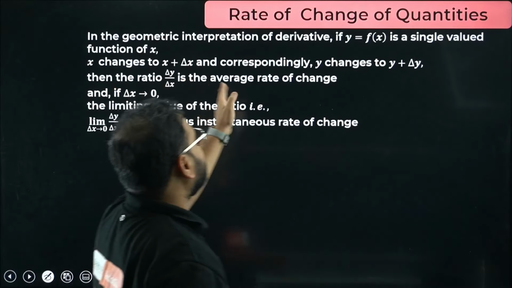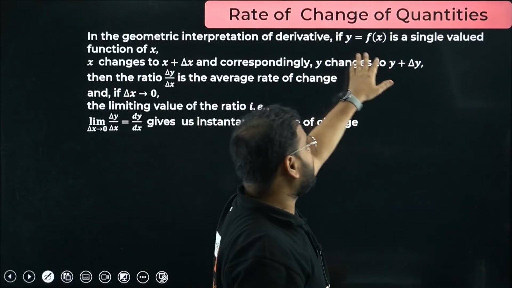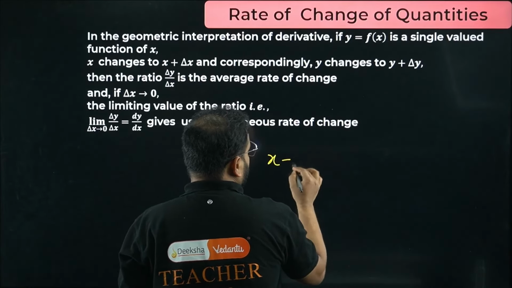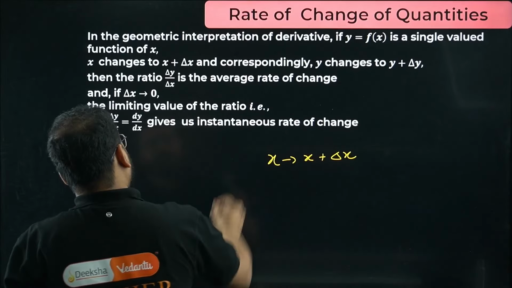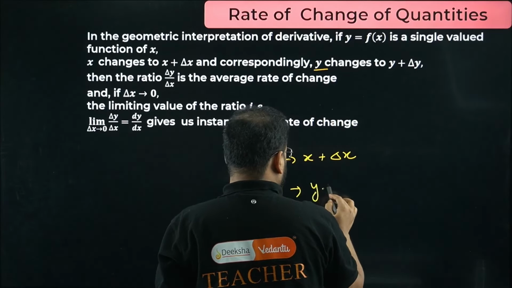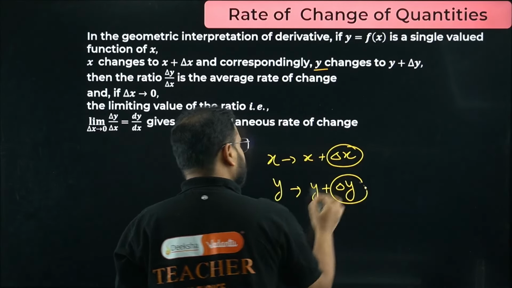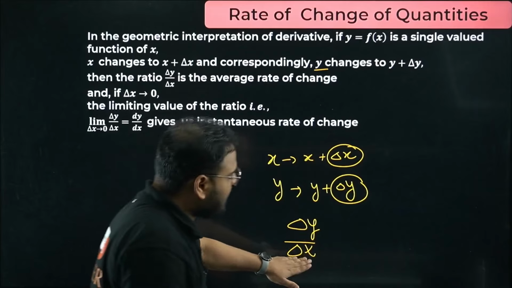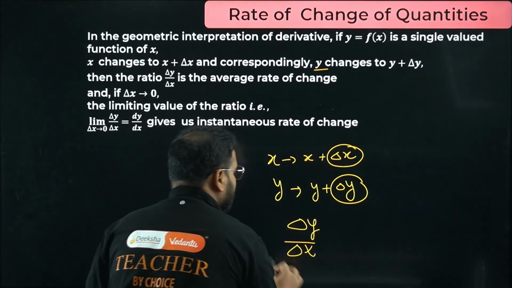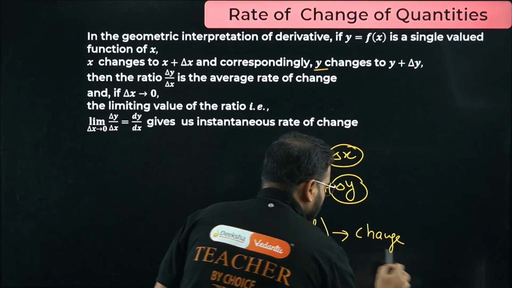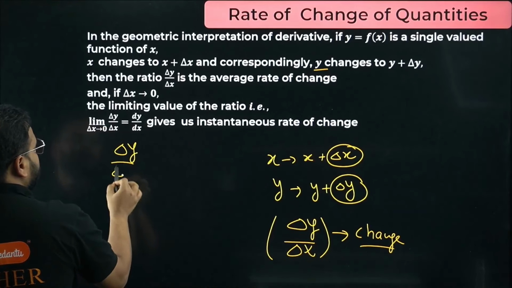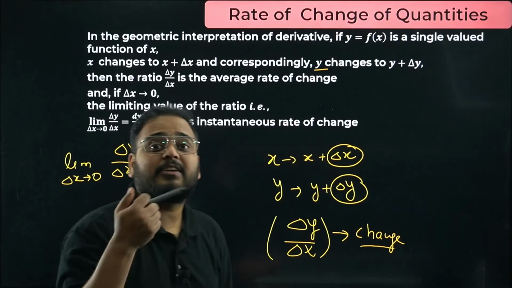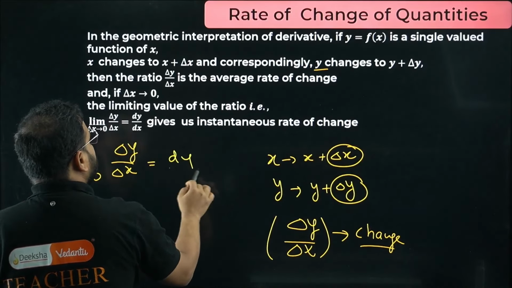Please check the geometric interpretation of the derivative. If y is a single valued function of x, and x changes to x plus delta x, meaning when x is changing from x to x plus delta x, the corresponding value of y will also change by delta y. Some change in x will make a change in y, and this is called the rate of change, delta y upon delta x. When this change in x, delta x, becomes very small, what will happen? This value will become dy by dx, right?